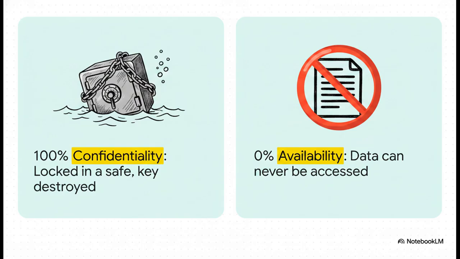Let me put it this way. If you want 100% perfect confidentiality, you could just print out your sensitive data, lock it inside a titanium safe, drop it straight into the Mariana Trench, and systematically melt the only key. Congratulations! Your data is flawlessly secure, but you now have exactly 0% availability. Actually, scratch that, it's more like negative availability. By over-indexing on locking the data down to such an extreme degree, you fundamentally destroyed its usefulness.